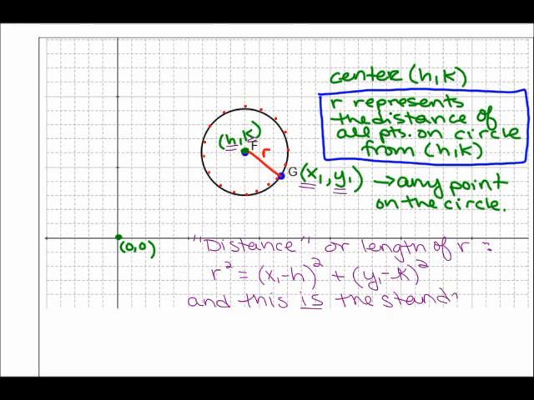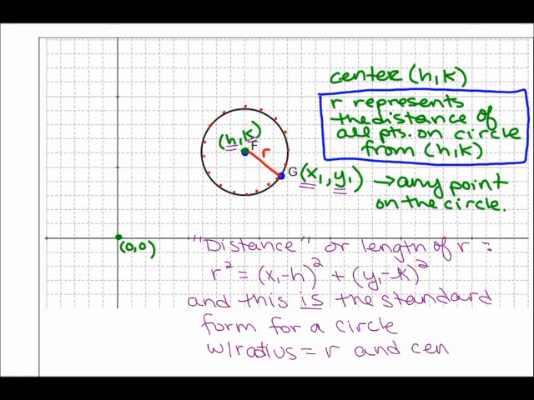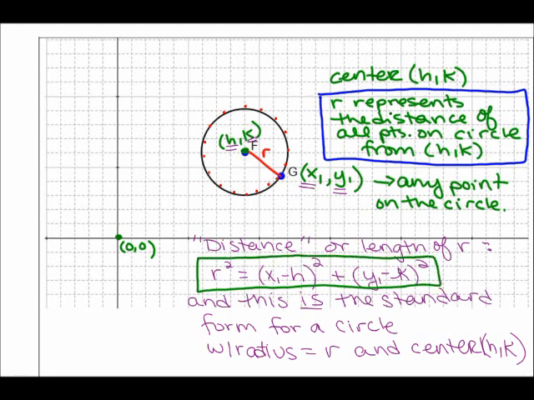So this is the standard form for a circle. And this will have a radius equal to r, and center at hk. Okay, so that is where that equation comes from.